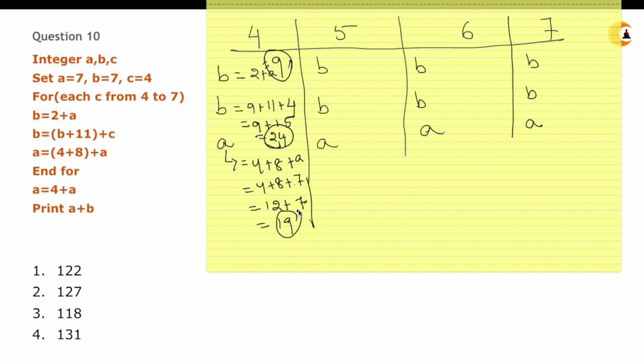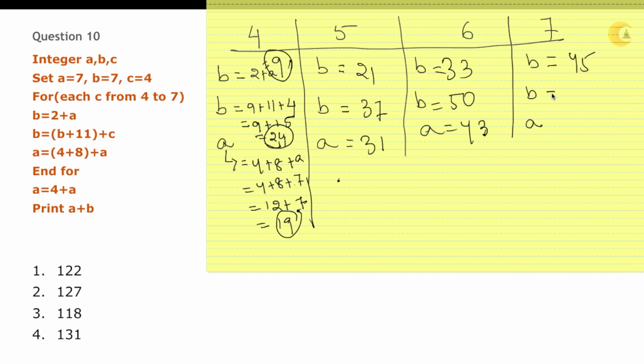Like this, for how many iterations do we have to solve? We have to solve for 5, 6 and 7 as well. So if you check, when C is equal to 5 it will be 21, 37 and 31. This one will be 33, 50, 43. Here the B value will be 45, 63 and 55. So you can solve it on your own and get to know.